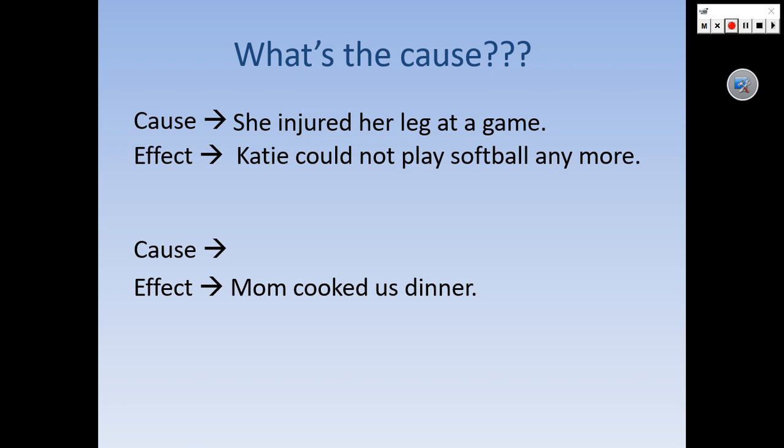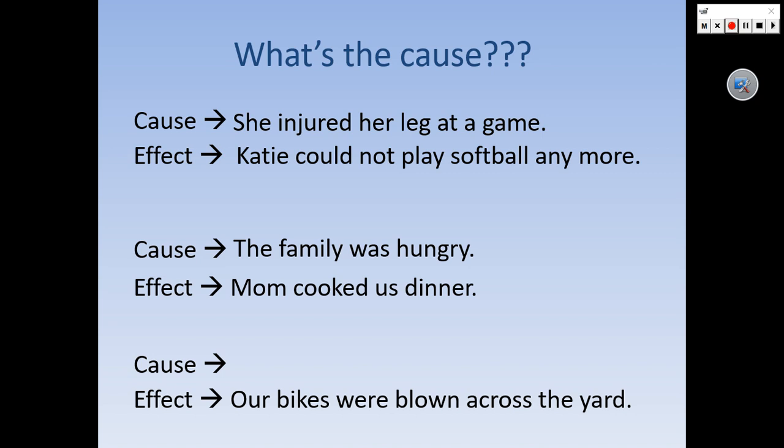Okay, the next one says, the effect is Mom cooked us dinner. Why did Mom cook us dinner? What could the cause be? One possible reason is the family was hungry. That was the cause. You could also say the cause was she loves us. She was being really nice. She bought some new food from the grocery store that she needed to use. Okay, there are many causes that you could say for why Mom cooked us dinner.